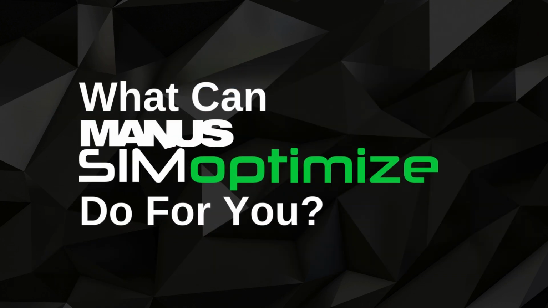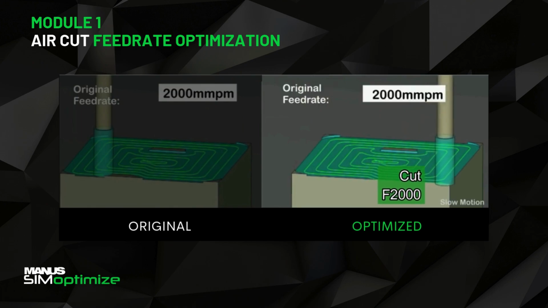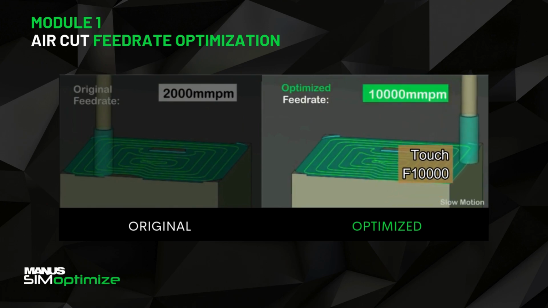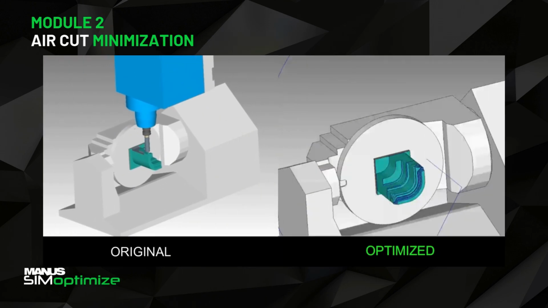Here's what MANUSsim Optimize can do for you. Error cut feed rate optimization. This module accelerates feed rates during no contact and touch moves, automatically detecting non-cutting moves and adjusting them with a single click.